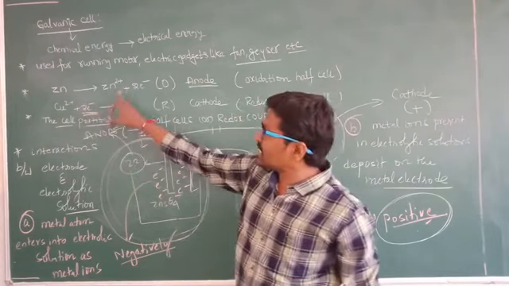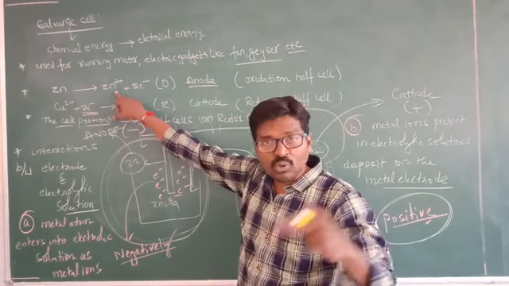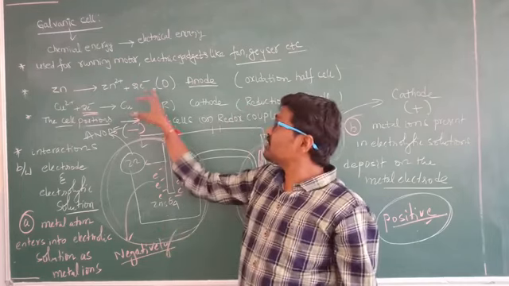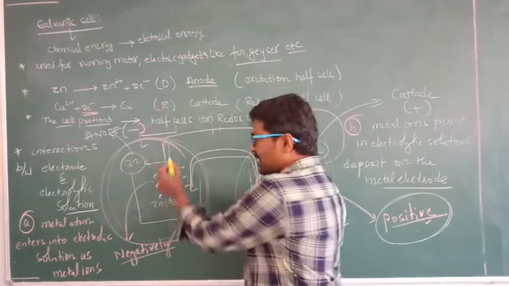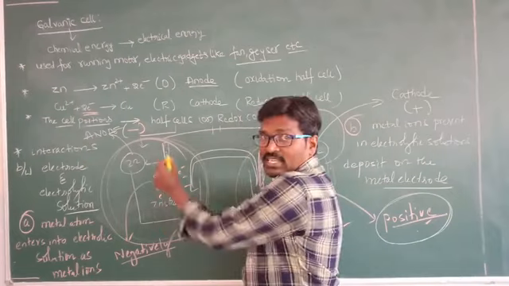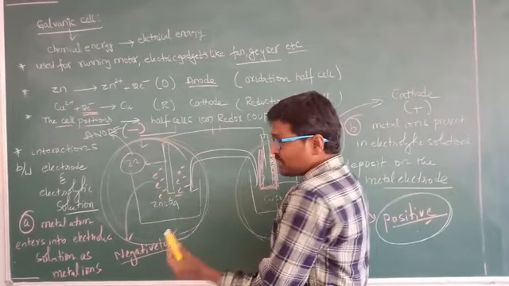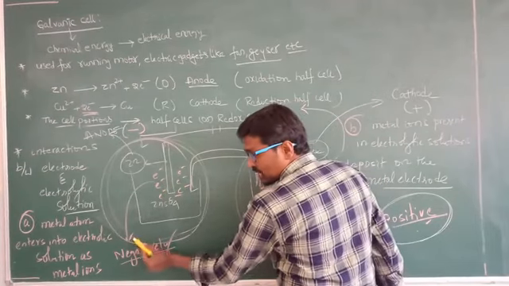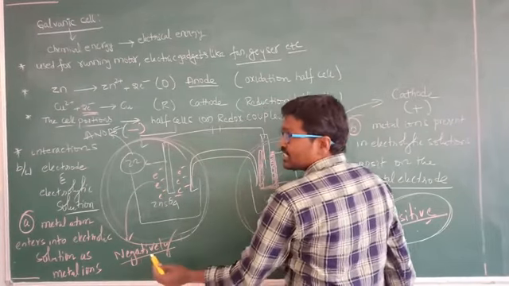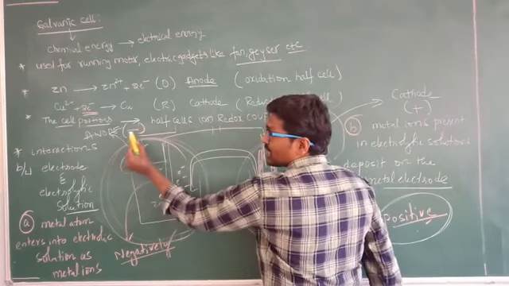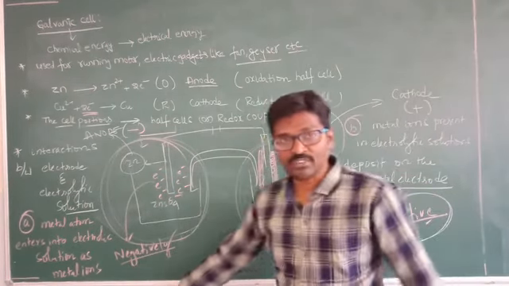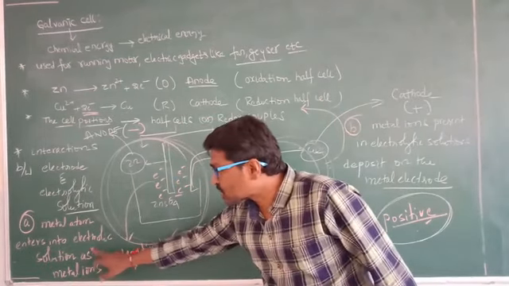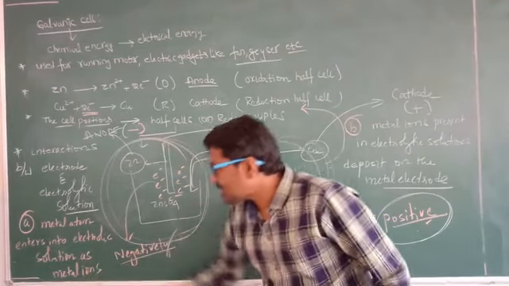The Zn2+ ions produced during the reaction enter the ZnSO4 solution, leaving the electrons. Those electrons are present around the zinc rod, so a negative potential is developed. That's why the anode is denoted by the negative sign. This is the first possibility: metal atoms enter the electrolytic solution as metal ions.